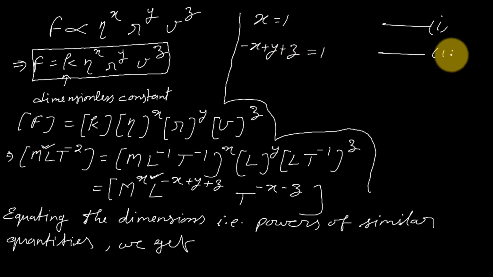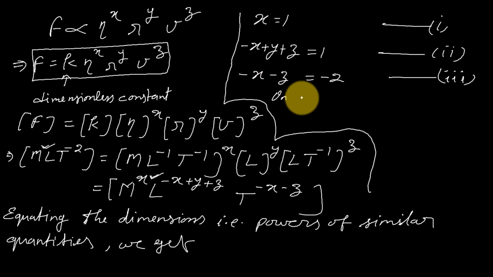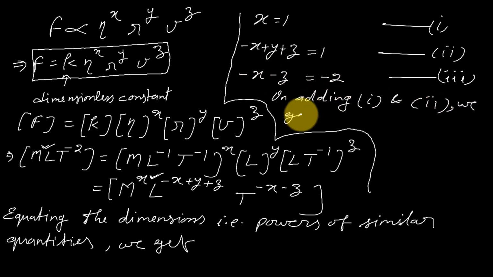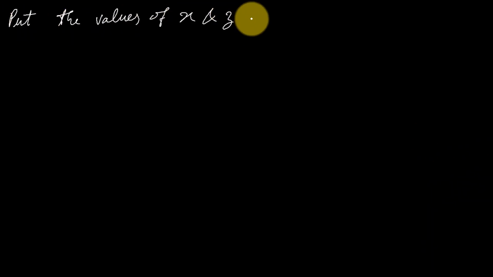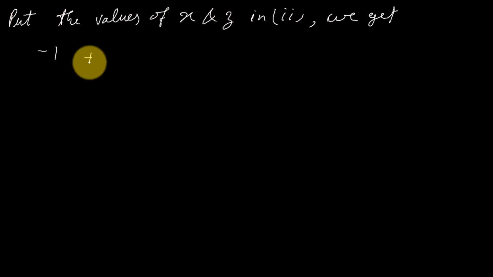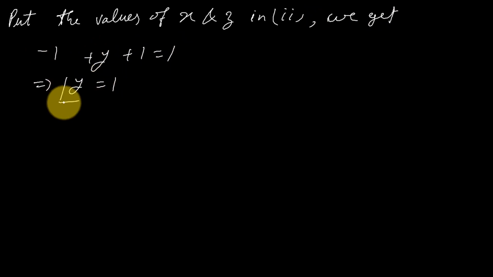The power of T on the RHS is minus x minus z and the power of T on the LHS is minus 2. So minus x minus z is equal to minus 2. On adding the first and third, x gets cancelled and we get minus z is equal to minus 2 plus 1. That is, minus z is equal to minus 1, or z is equal to 1. Put these values of x and z in equation 2, we get minus 1 plus y plus 1 is equal to 1. This implies y is equal to 1.